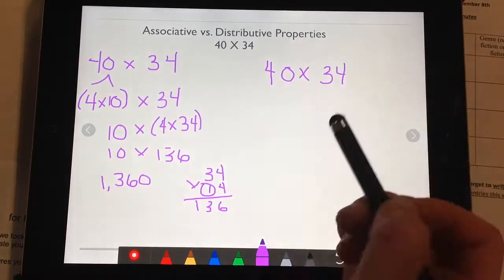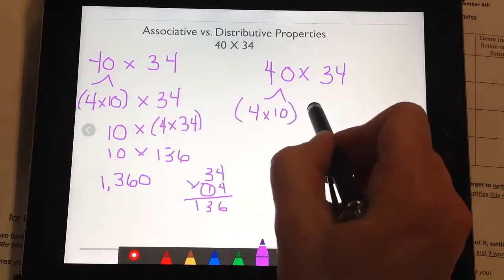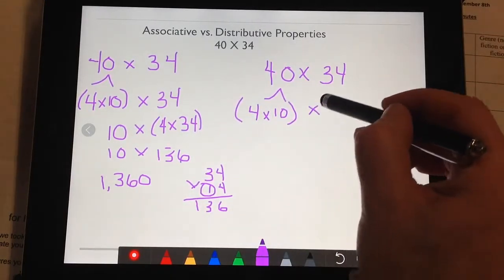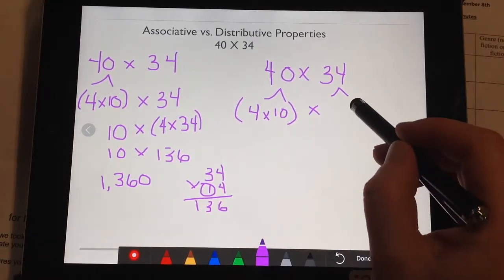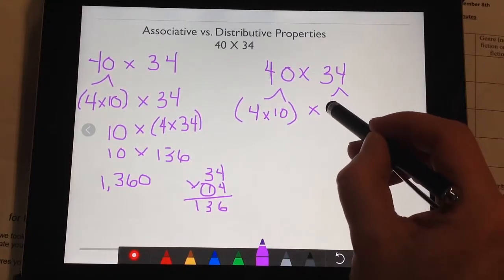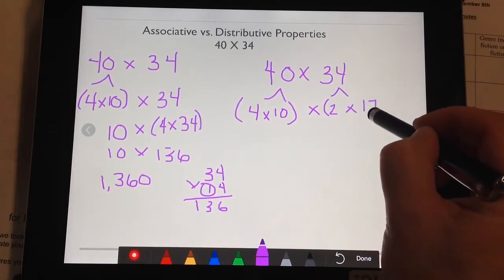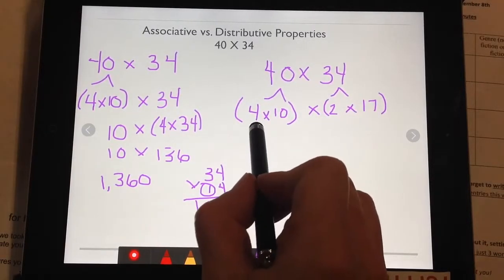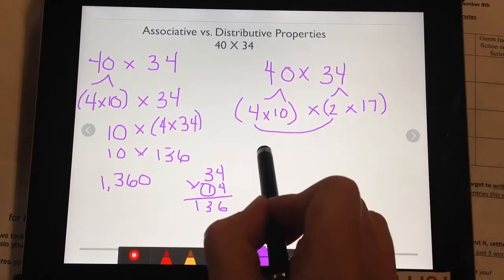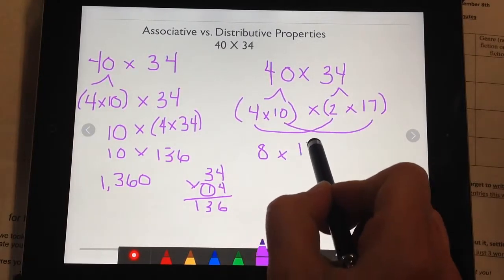Now let's watch the distributive property. Distributive, remember we break both down. So I have 4 times 10. And I break down 34, and I know that 2 works with it, so let's go with 2 because it's an even number, and it's going to be 2 times 17. So if I multiply 4 times 2, I get 8. 10 times 17, I get 170.